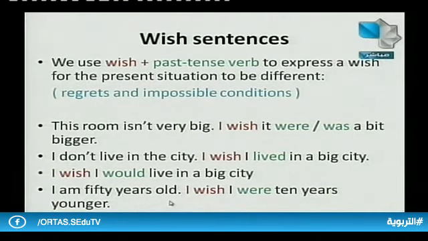Regret, it expresses regret. We use the past tense after wish to express regret. I am not younger, but I wish to be younger. Good, okay. Thank you very much. Okay, what do we have else?